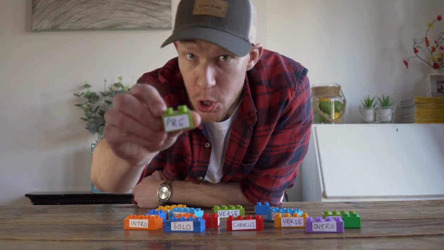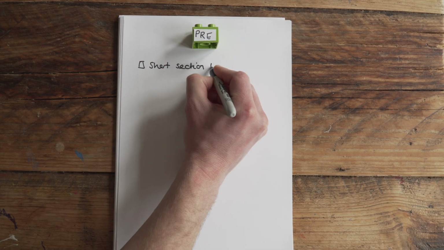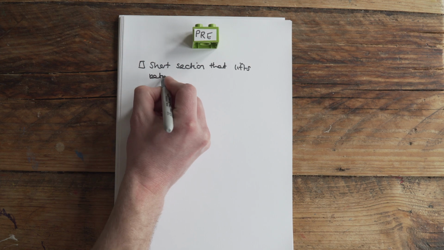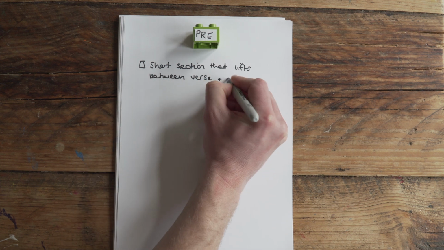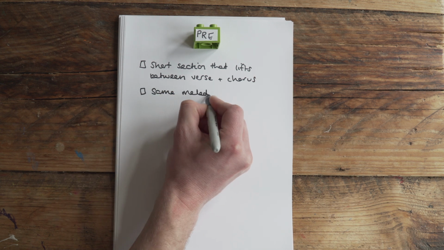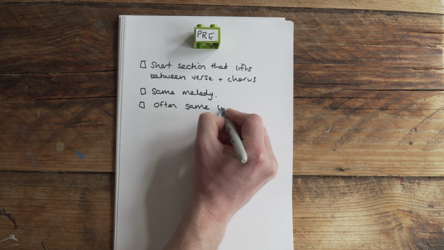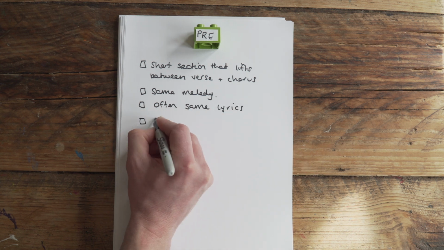The pre-chorus. If the verse is the warm-up act, then I guess that makes the pre-chorus the compere that runs on stage after the set to pump the crowd up and get them totally hyped before the headline act. It's a short section that lifts the song between verse and chorus. It'll always have the same melody and often has the same lyrics.